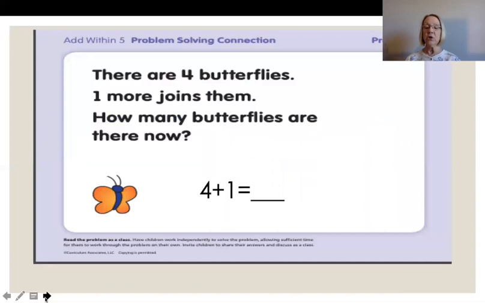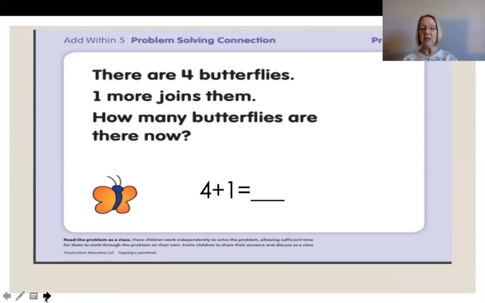Now we're going to look at a contextual word problem where we are going to add 1. Read this problem with me. There are 4 butterflies. One more joins them. How many butterflies are there now? It's been so nice outside with the spring weather. I bet you might have seen some butterflies.